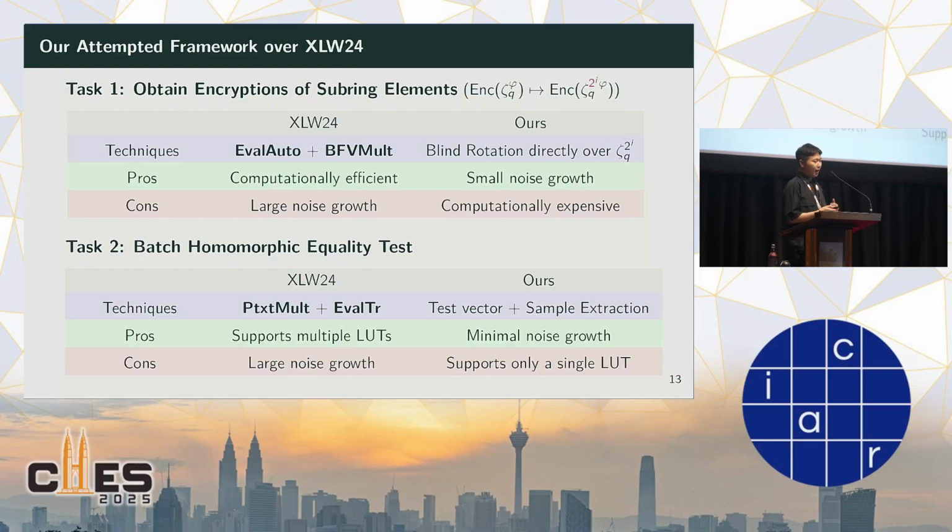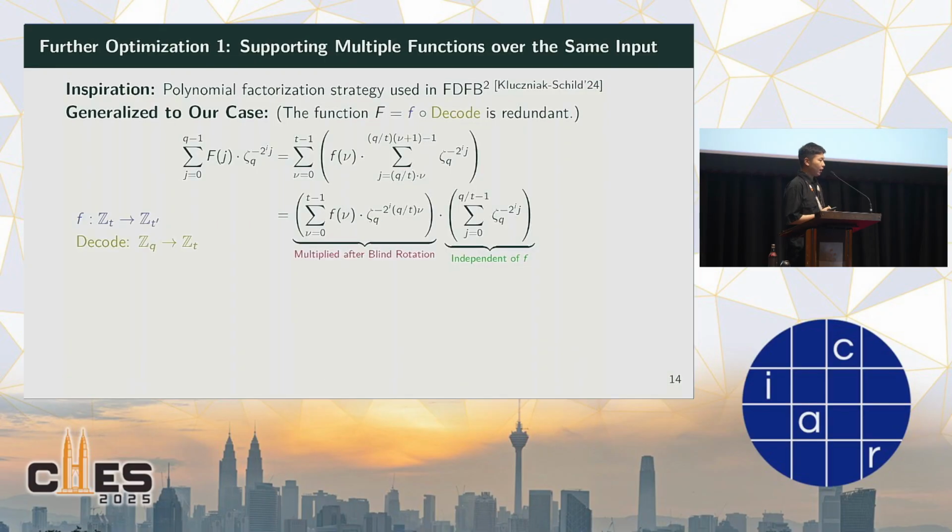So now we need to solve these two problems. This is our first further optimization. It was inspired by the polynomial factorization strategy used in FDFB2. Our test vector, which is a ring element, can be factored like this.